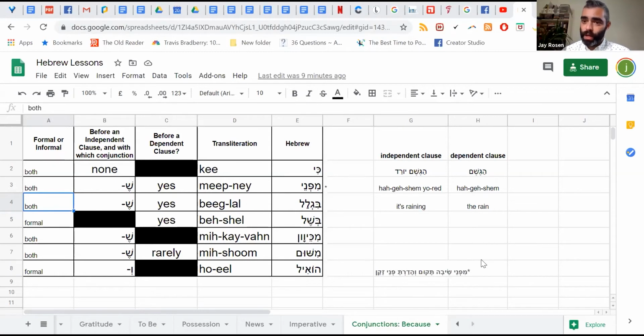Hageshem yoled, it's raining. It is raining. Literally, the rain is falling, or the rain falls. But in everyday English, it's raining. So if I were to say, I'm taking an umbrella today because it is raining, it is raining is a complete sentence. It's not the best sentence. It's not going to win a Pulitzer Prize, but it's a full sentence. Same thing in Hebrew. Hageshem yoled, or sometimes yoled hageshem, is a complete sentence. I can put a period at the end of that and I'm done. It's a complete thought, complete sentence.